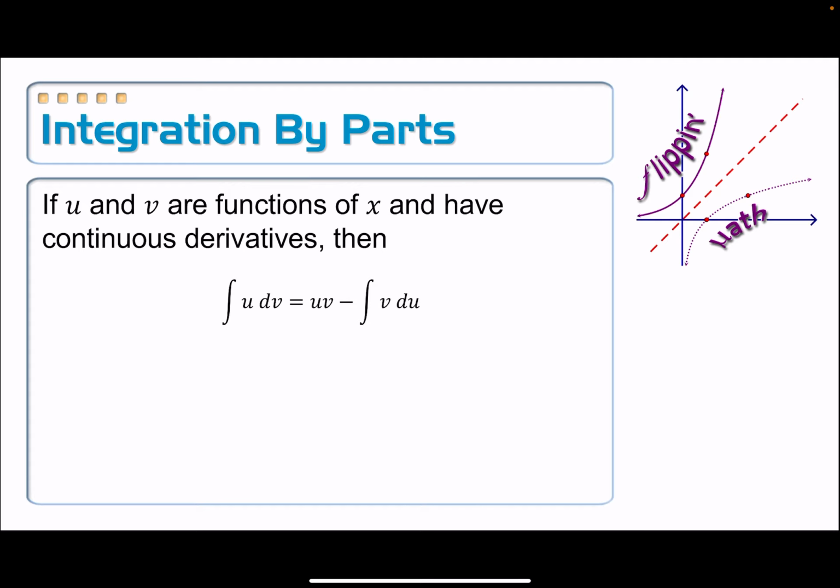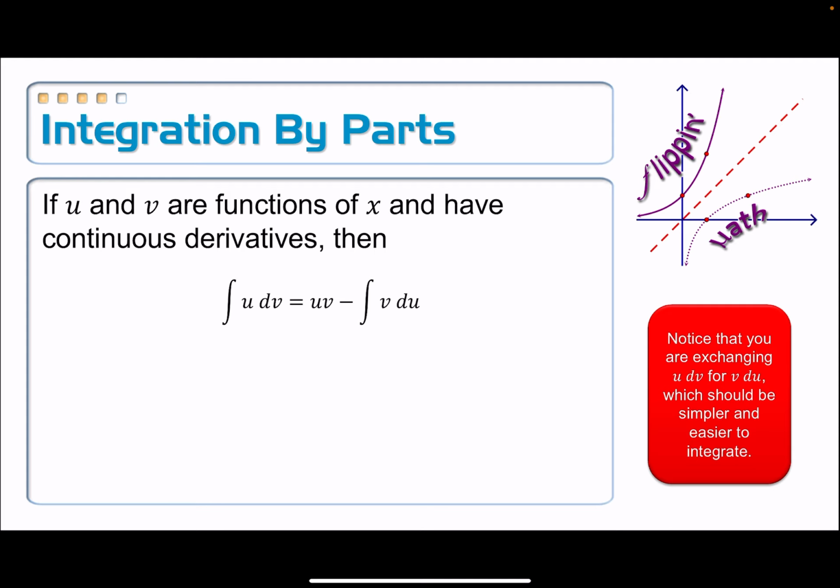So here formally then is integration by parts. If u and v are functions of x and have continuous derivatives, then the antiderivative of u dv is equal to uv minus the antiderivative of v du. Once again, we are going to exchange the original integrand, which is impossible to integrate and is a product of two things, and switch it out for the integral of v du, which hopefully should be simpler to integrate.